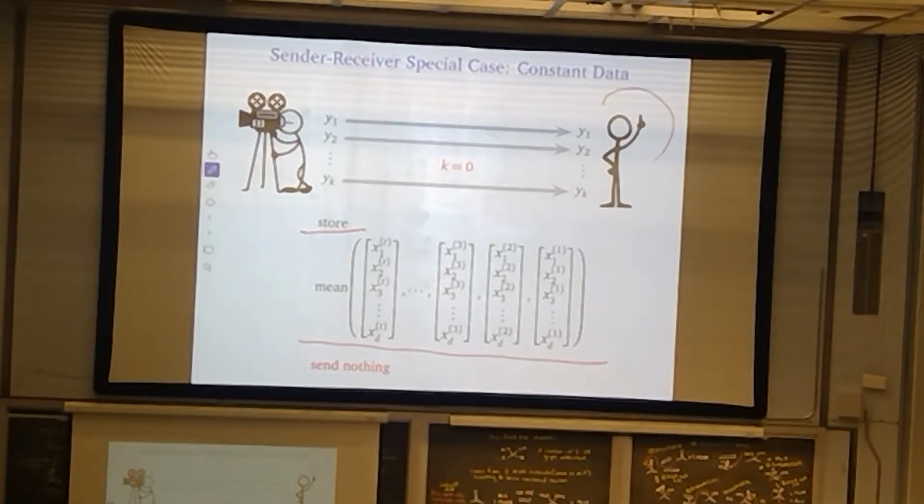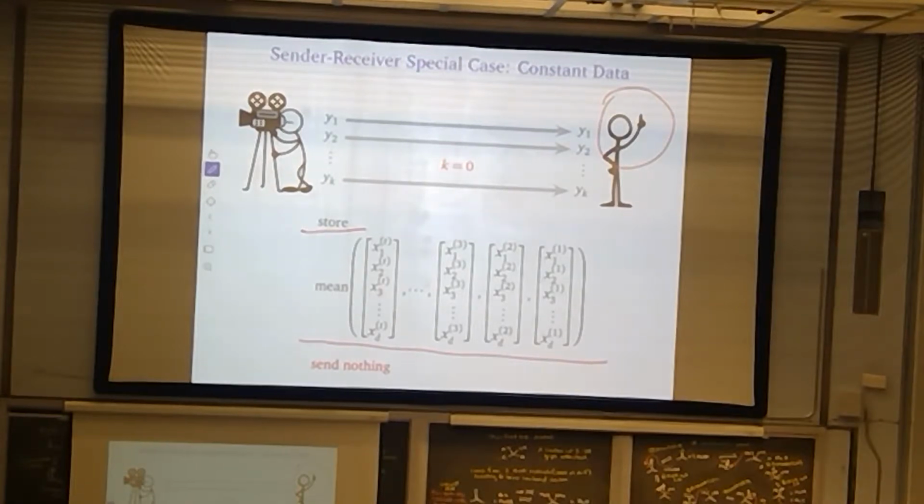Rick has this aha moment, right? He says, why not store the mean of the historical data we already have, just to get rid of a little bit of measurement noise. And Sam doesn't need to send over anything, send nothing. This is 0 bits. Earlier you needed to send d numbers over, now it's 0 numbers, a huge reduction.